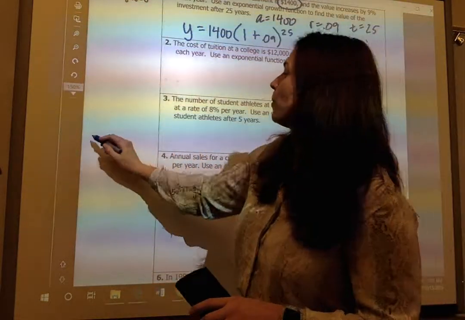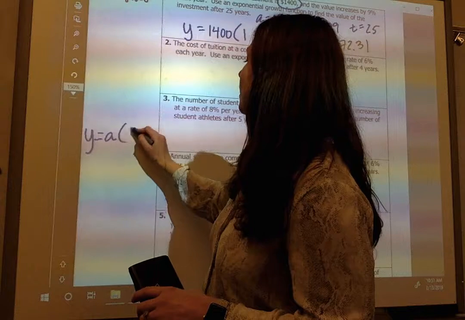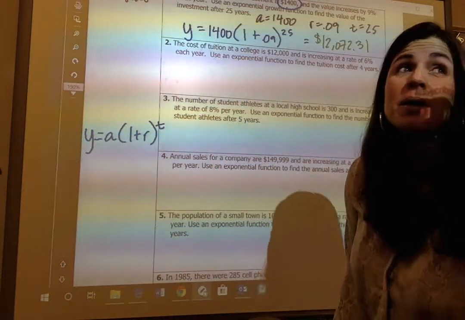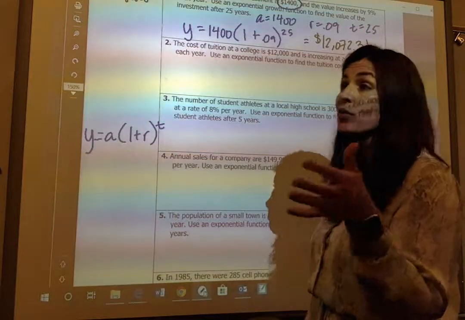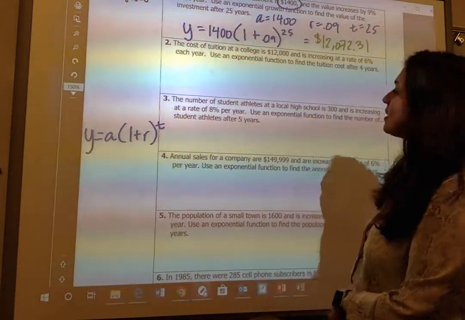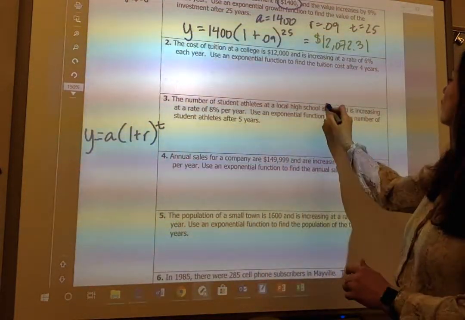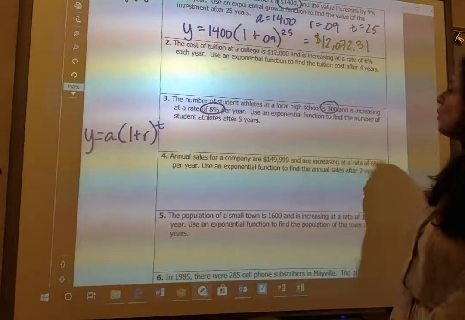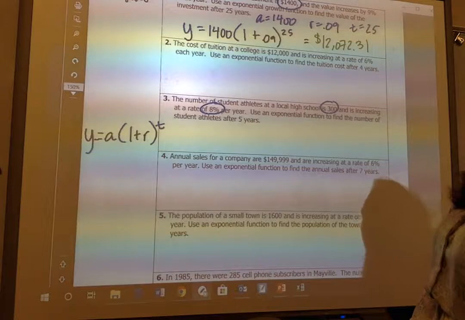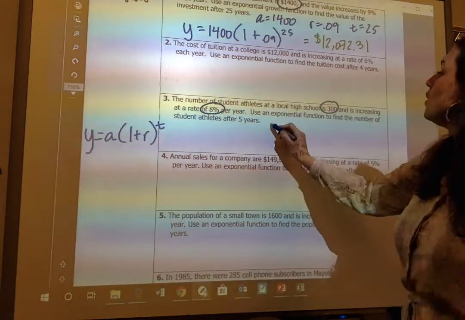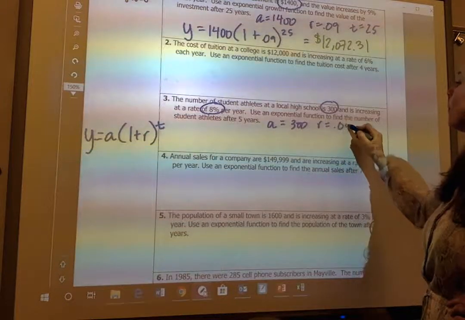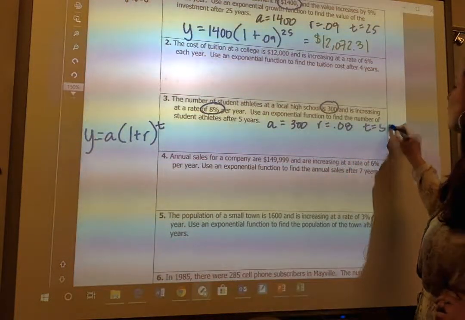So I'm going to write my formula over here. Y equals A times 1 plus R to the T power. And this is really one of those formulas that you want to memorize because you do use it a lot. So it says the number of student athletes at the local high school is 300. It is increasing at a rate of 8% per year. Use an exponential function to find the number of student athletes after 5 years. So my initial amount is 300. My rate is 0.08. And my time is 5 years.